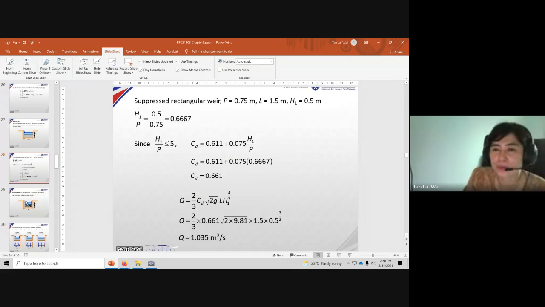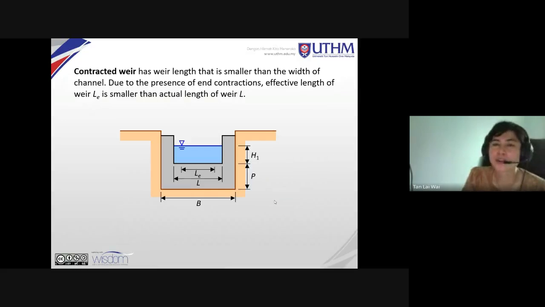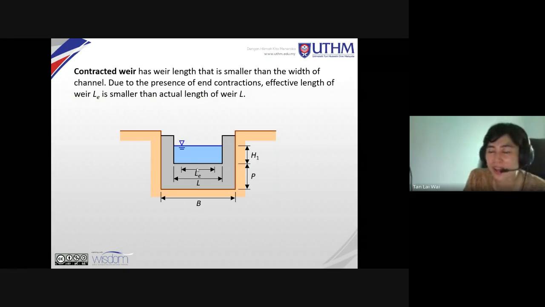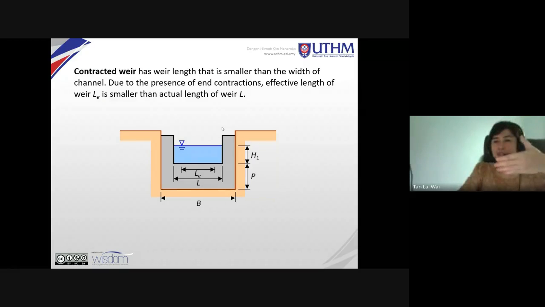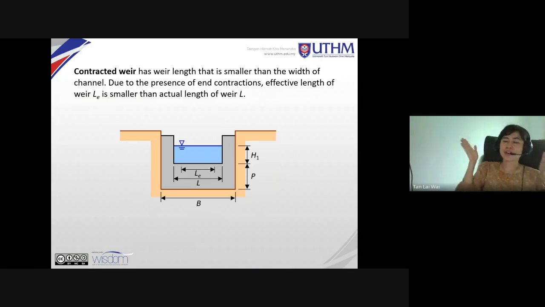Okay then, you have that already. Let's look at this. Contracted weir has length, okay, which is smaller. Why do I say that? This is the front view, okay? This is why we actually need to use LE instead of L. Just now, since it was a suppressed weir, we used LE equals L. In this case, when it is contracted, we need to use LE in our calculation, not L.